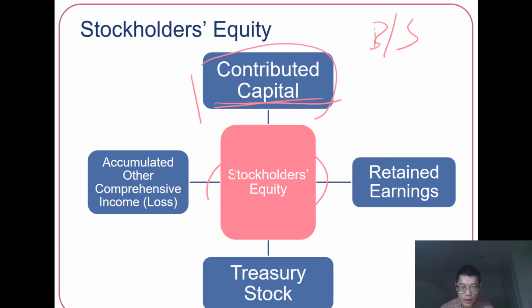And after that, we have something called retained earnings. Okay, so what is retained earnings? Those are the earnings, net income, earned from year to year and not distributed to the owners, which means retained earnings are the profits we keep in the company itself, accumulated from year to year, and it's called retained earnings.